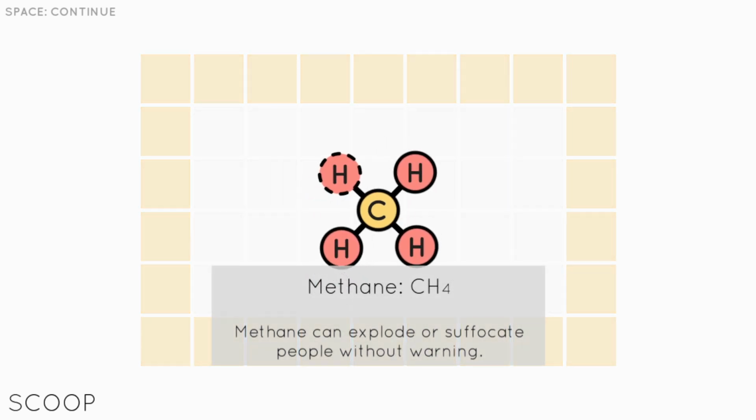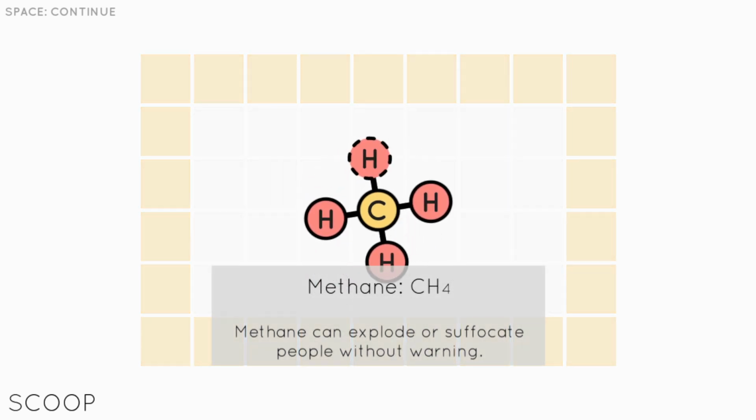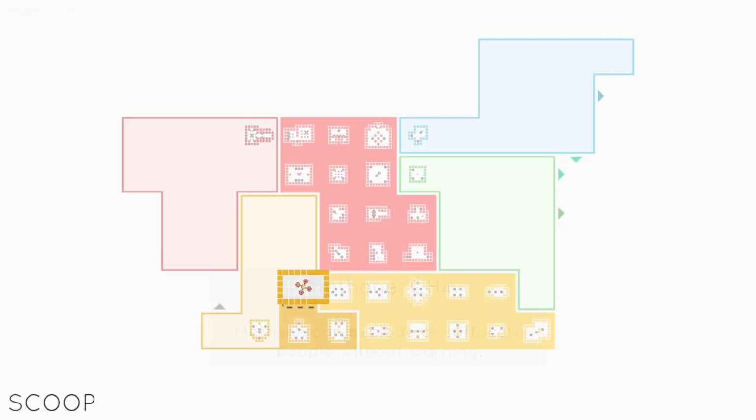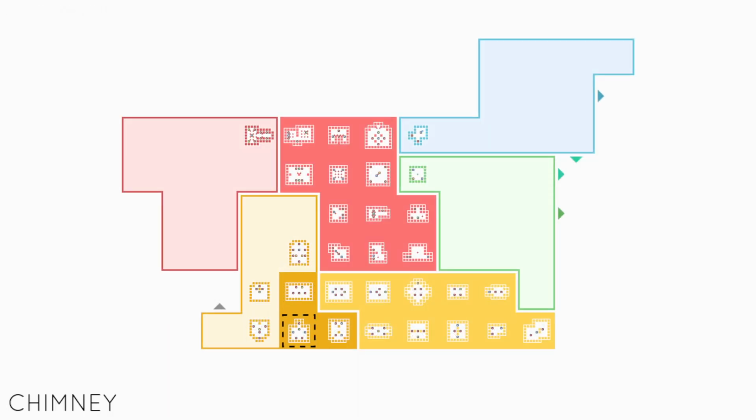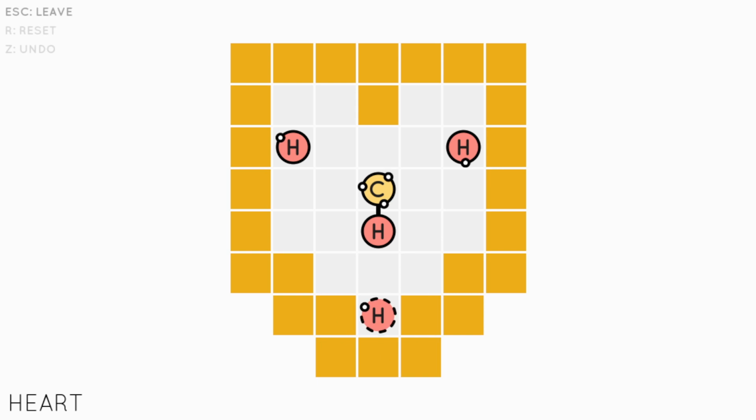Cool. Methane can explode or suffocate people without warning. That is quite sad. Yeah, it is. Well, most organic chemicals are flammable, I think, just because they have carbon in them. Heart. Alright, yeah, this is a heart.